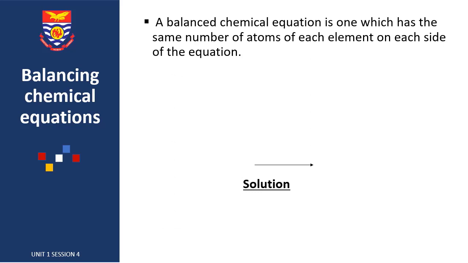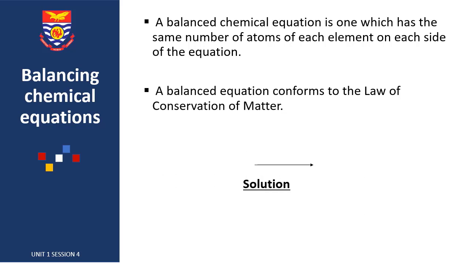And so that's our next objective, balancing chemical equations. When do we say an equation is balanced? It is when the same number of atoms of each element appear on each side of the equation. We will look at examples, but a balanced equation, once again, conforms to the law of conservation of matter. In other words, we are writing an equation in which we are not creating or destroying matter.